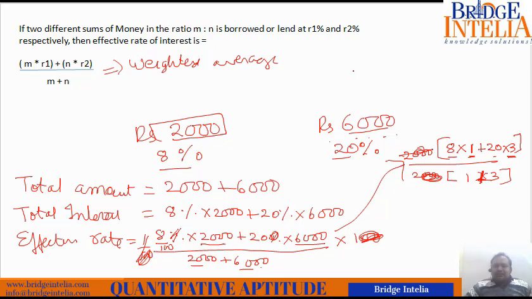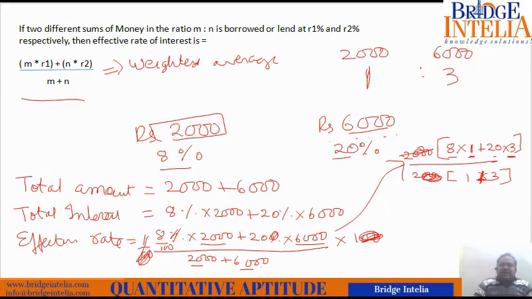It is basically the ratio of these numbers, 1 is to 3. So the answer does not depend on 2000. It does not depend on 6000 either. It basically depends on their ratio, because all the other figures are going to get cancelled eventually. So effective rate of percentage can be found out using the method of weighted average.